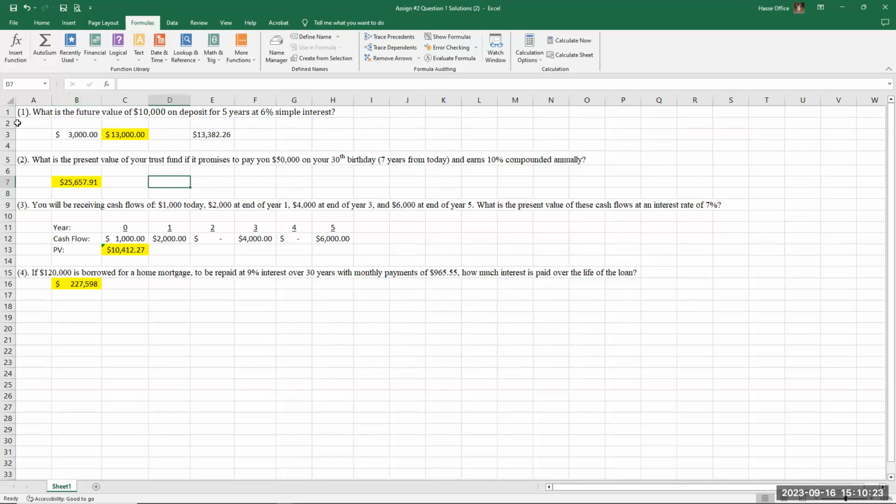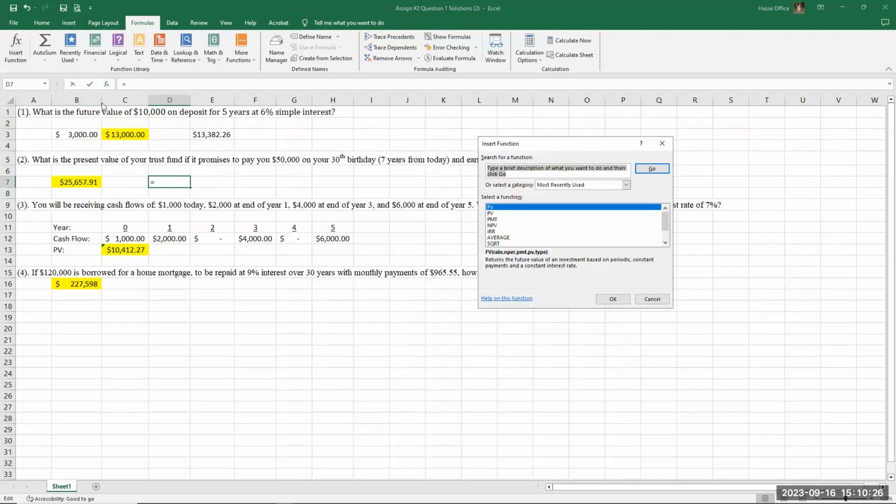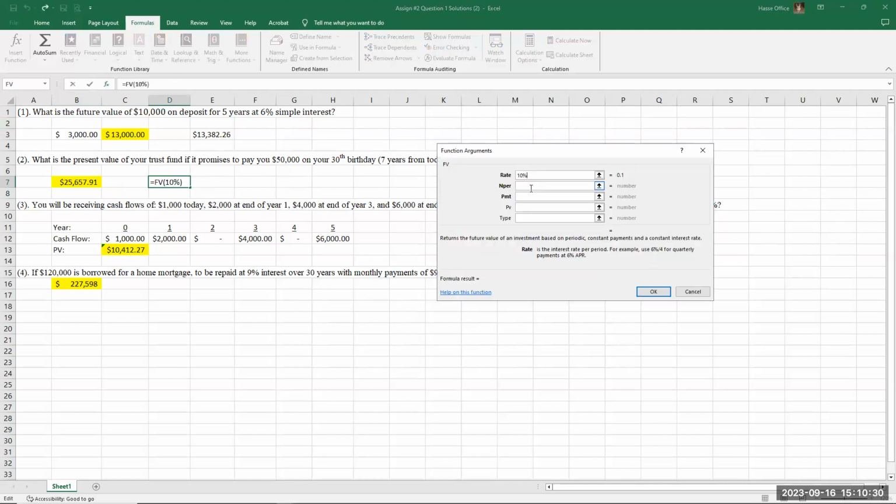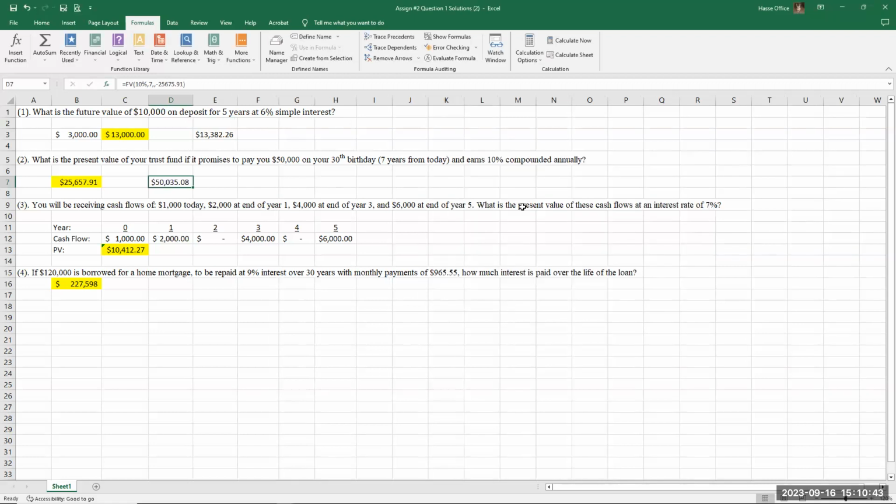Another way of looking at that, if I take the future value, 10%, 7 years, and take the $25,657.91, which is the present value, and do that, voila, it comes out pretty close to $50,000. So that's the answer to the second question, a present value calculation.